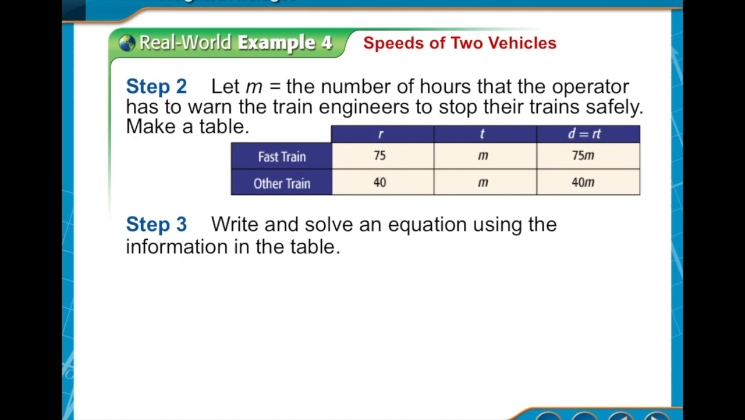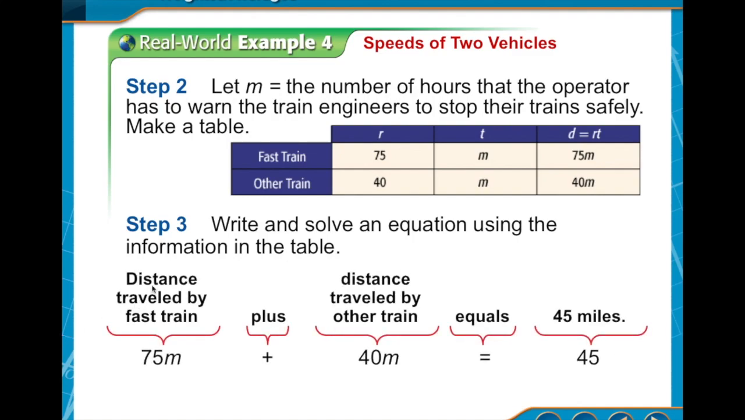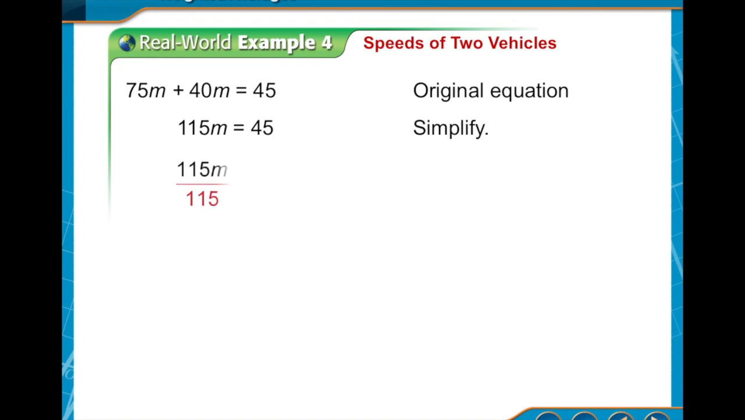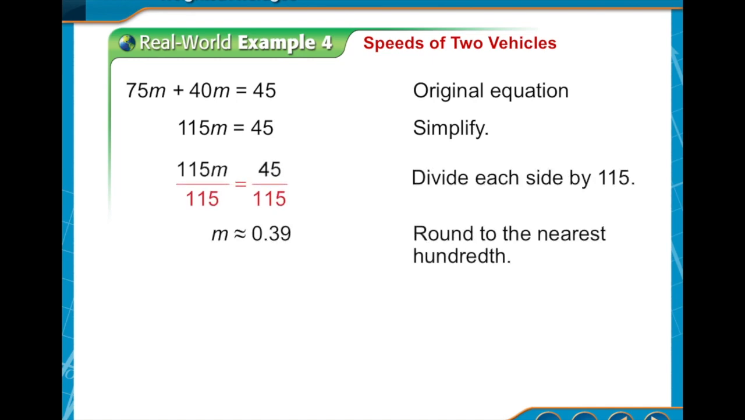So third step, now we need to take that information and make some kind of an equation, use that information, and solve the problem. The distance traveled by the fast train, we said, is 75m, plus the distance traveled by the other train, 40m, is 45 miles. So 75m plus 40m must be 45. That's how long they have distance-wise between the two trains. So there's our original equation. We add those together, we divide away that 115, and we know how to do this. We've done it many times.